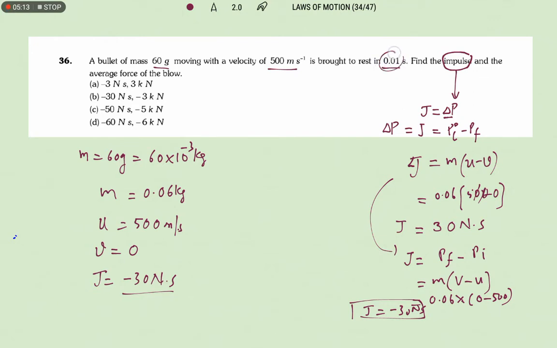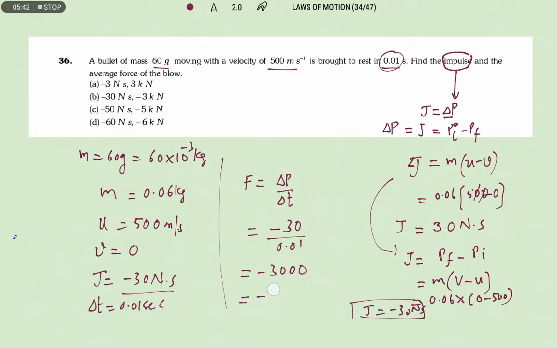So for finding the force, they have given a hint as time interval. What is the time interval? Delta t, 0.01 seconds is given. Okay, so we know that force is equal to change in momentum by time interval. So what is change in momentum? Minus 30 by 0.01 is nothing but minus 3000. So 3000 we can write as minus 3 kilo Newton. 1000 we can express as kilo. So force acting on it is minus 3 kilo newtons. So your answer will be B.